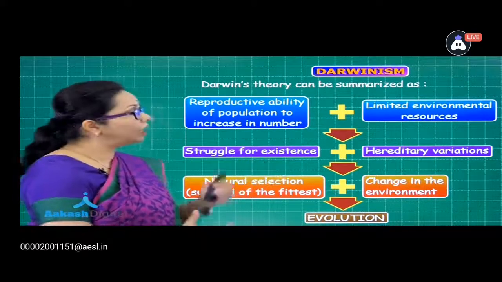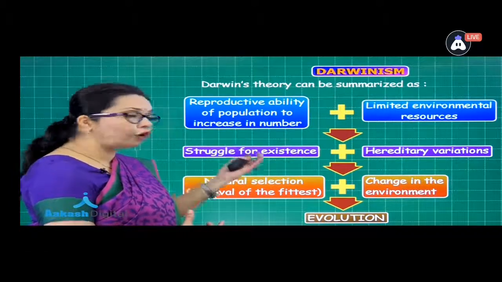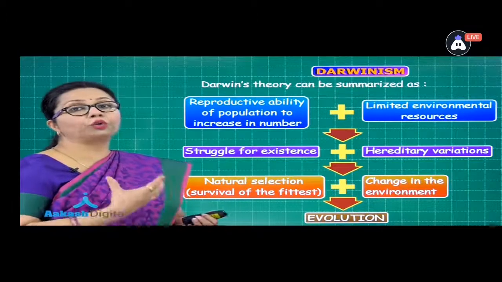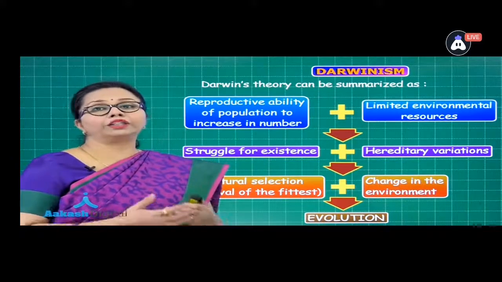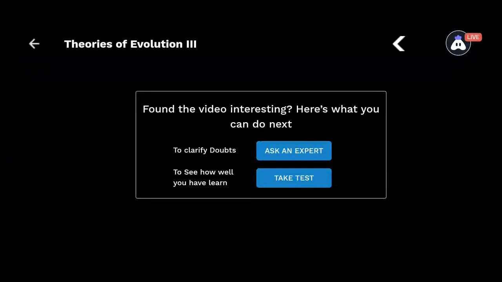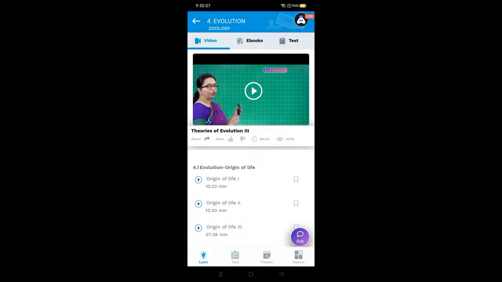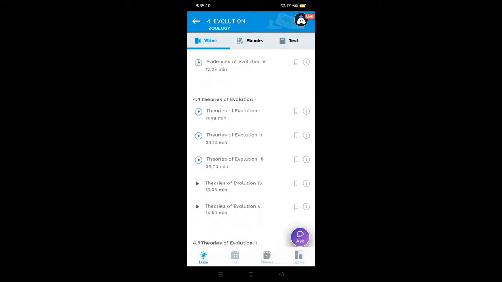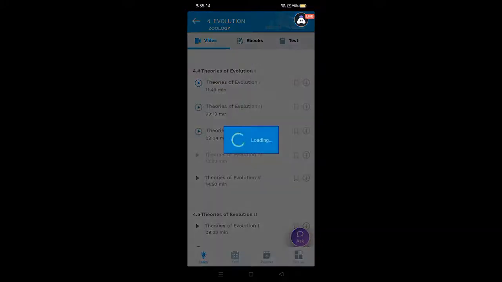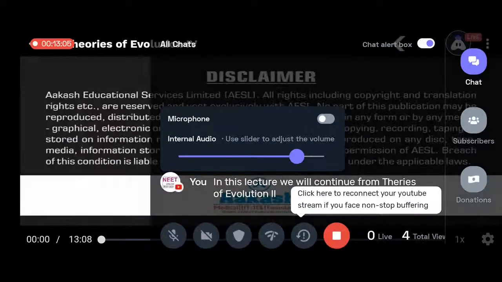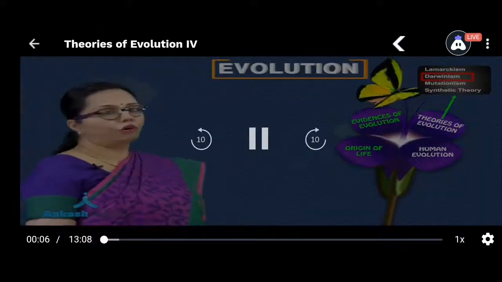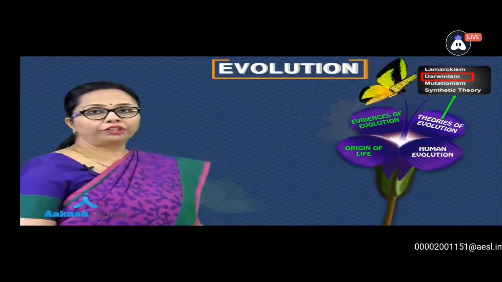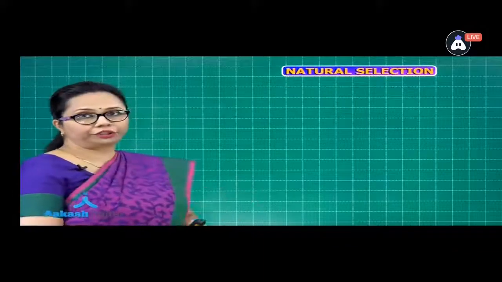about the Darwin's concept. And now, for every theory, there are certain points which go in favor while some go in disfavor. So let us analyze Darwin's theory and its various pros and cons. Now, taking on the various merits and demerits of Darwinism. So the most important point in Darwin's theory is certainly natural selection.